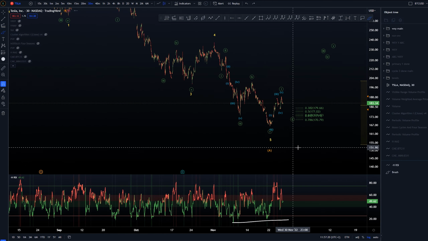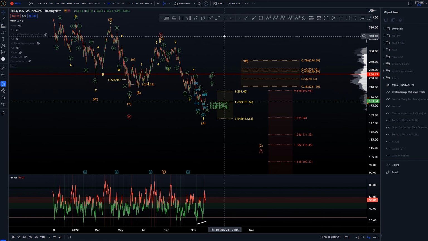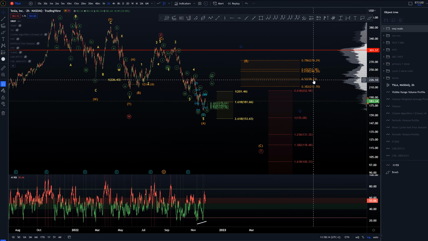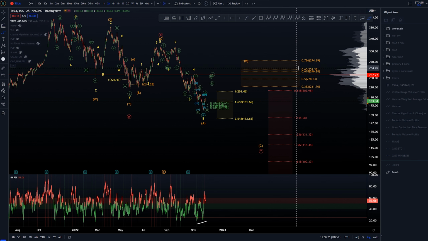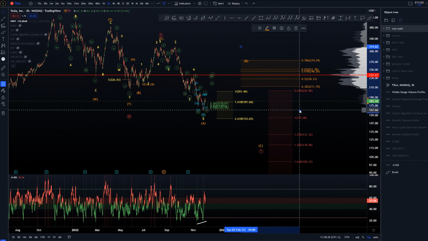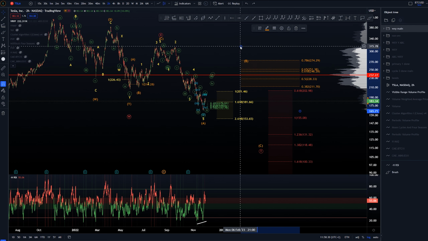Let's see what we have here. Some kind of volume data. 0.5 does have more support. Oh, well, the 38.2 already has quite a lot of support here. Point of control right around 237 does not really fit into the fib targets that we have here. Let's make sure that this is all fine.